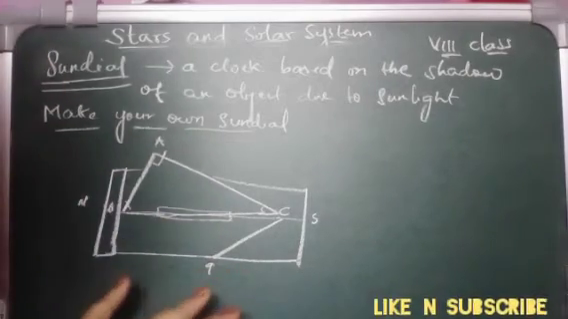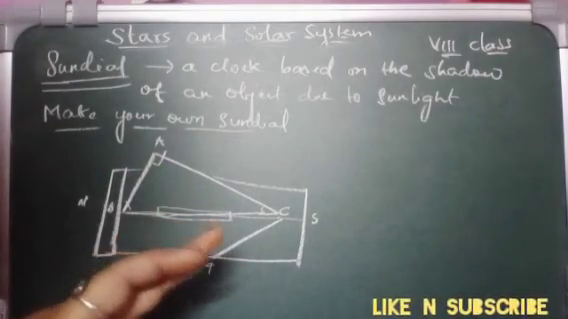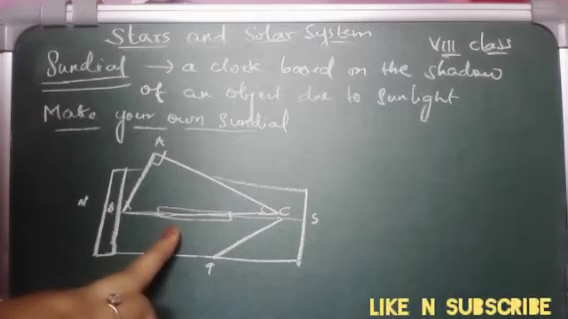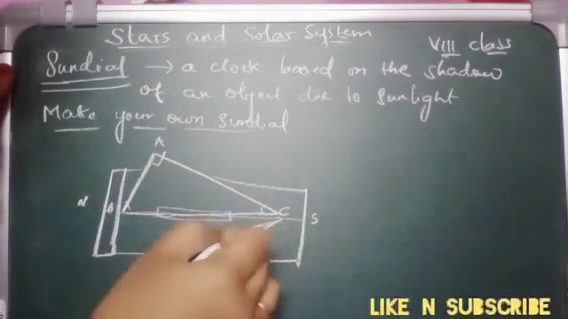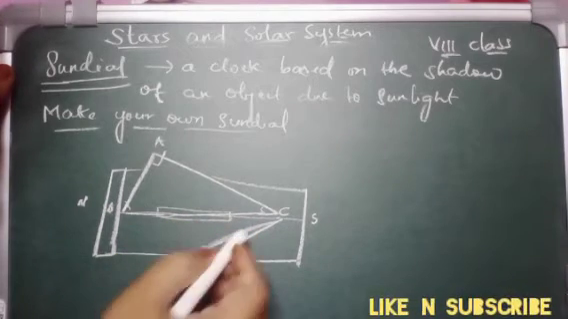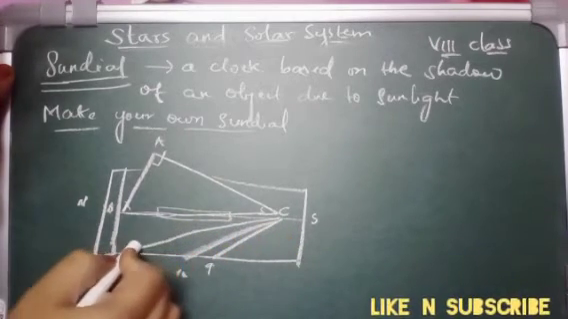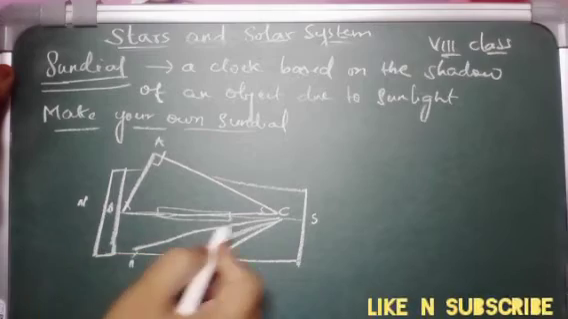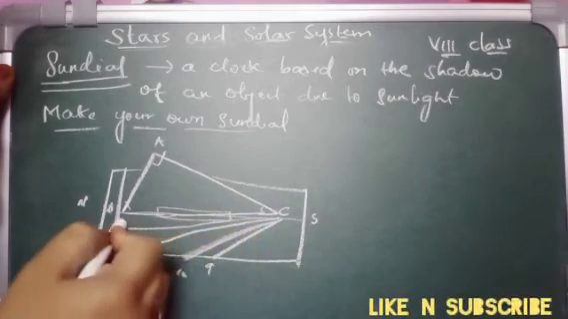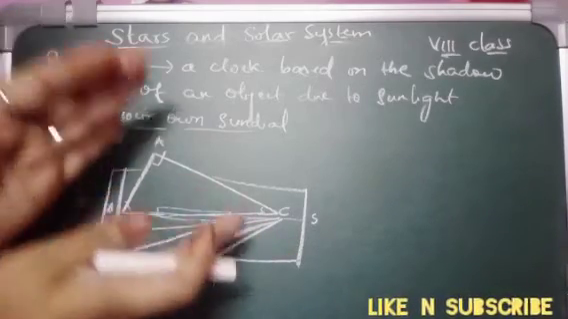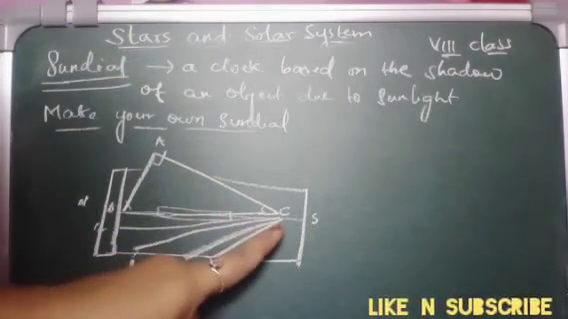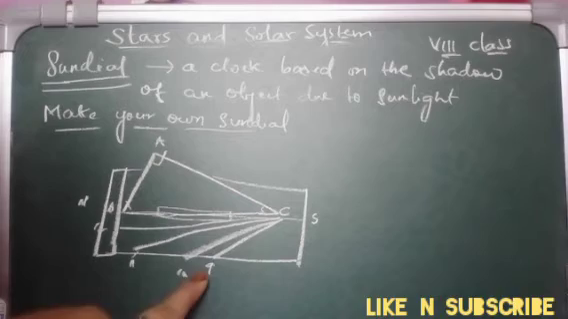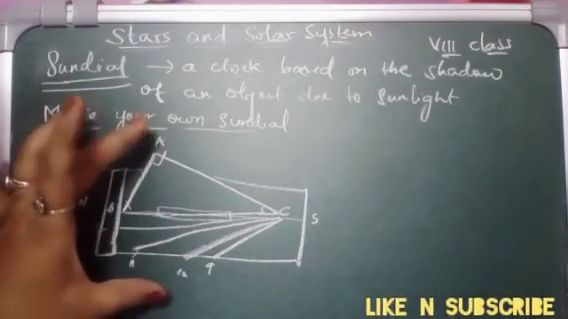Then write the time also along the shadow lines. After 1 hour again we will come and mark it at 10 o'clock. So this will be the shadow at 10 o'clock. Again we will come and mark it at 11 o'clock, then at 12 o'clock, with a 1 hour difference each time. Wherever you see the shadow, draw a line and mark the time. Like this we can say that the sundial is ready.